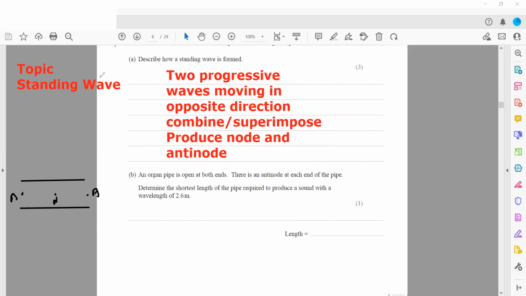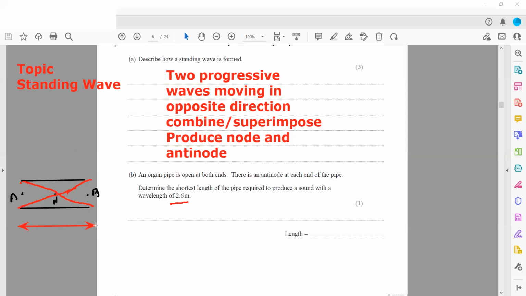So what will be the pattern it produces? Antinode means maximum amplitude and node means minimum amplitude. So this will be the pattern produced by the wave which is inside this pipe. We have to determine the shortest length of a pipe required to produce a sound with a wavelength of 2.6 meters. So basically, what is the length of the pipe that we have to find?